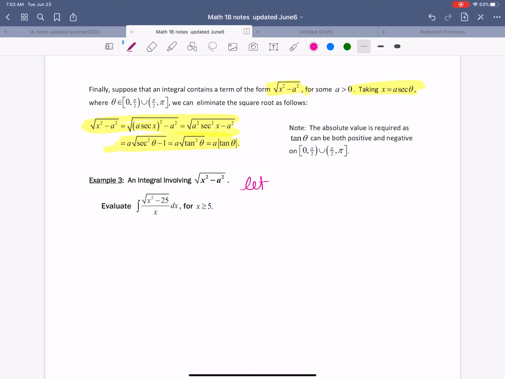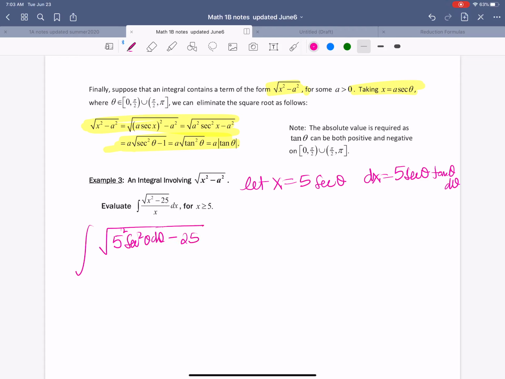So I'm going to let x be 5 secant theta. dx would be, what's the derivative of secant theta? It is secant theta tangent theta d theta. So I'm ready to substitute now. So I have 5 squared secant squared theta d theta minus 25.